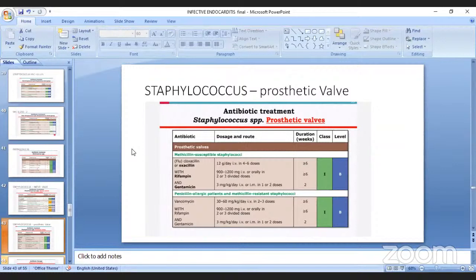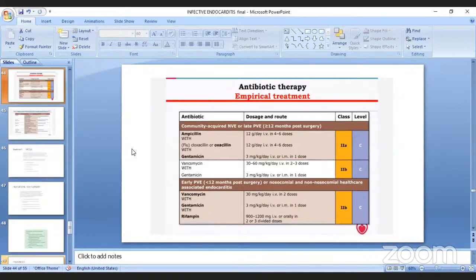Whenever you see rifampicin and gentamicin in the question, yes, that is a treatment of choice. This is what you have to remember. Whereas for streptococci, either it is a prosthetic valve or native valve, the antibiotics remain the same. This is one thing that you have to remember. Now, antibiotic treatment, empirical treatment.